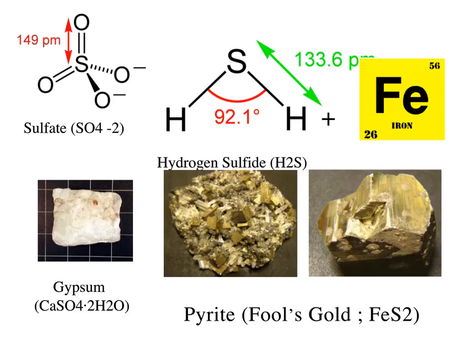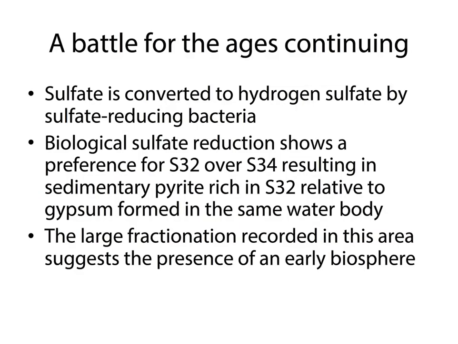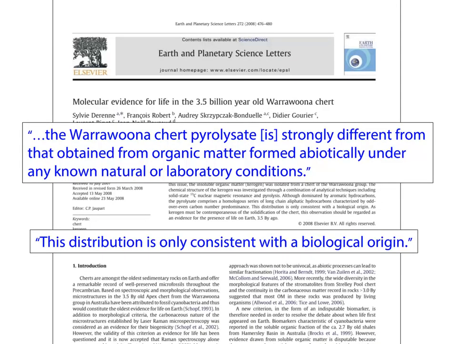But anyway, there is some fractionation with regards to the sulfate that was found in this area as well. So sulfate is converted to hydrogen sulfide by sulfate-reducing bacteria. There seems to be biological sulfate reduction that shows a preference for S32 over S34, which means there was pyrite rich in S32 relative to the gypsum. This large fractionation suggests that maybe there was an early biosphere and maybe life was what was actually causing this particular pattern. So what this potentially suggests is that maybe there was a biological origin and that life really began about 3.5 billion years ago.